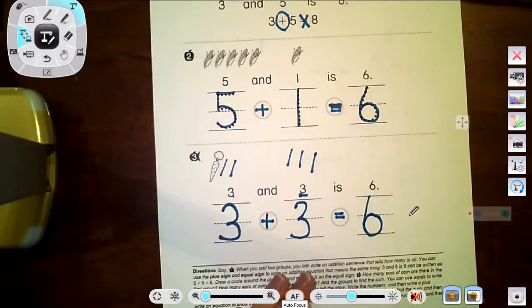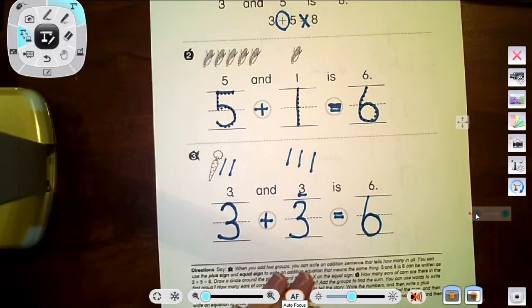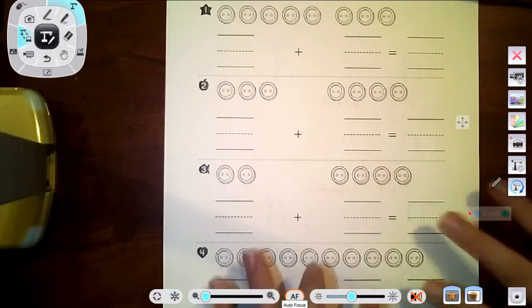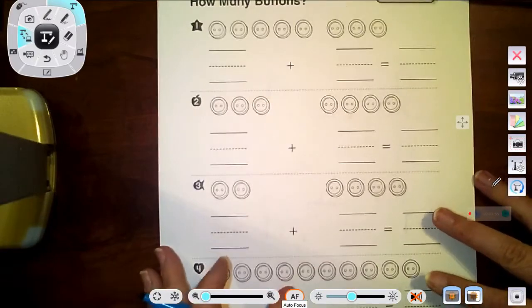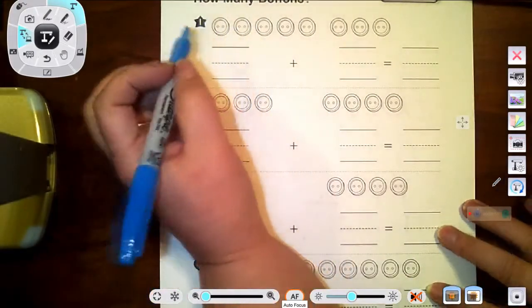Okay, make sure you have this side of the page finished because I'm going to flip it over and we're going to do the back of the page now. For this page, we're going to fill in the numbers for our addition sentences.